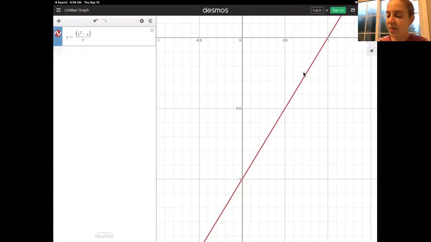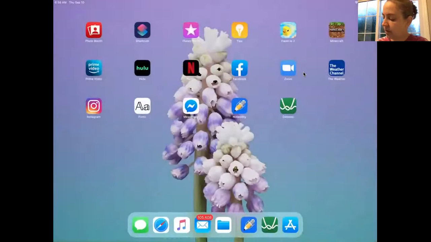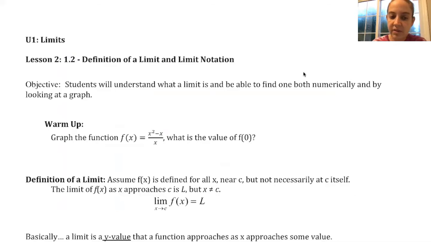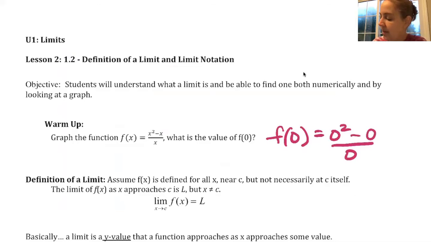Well, if you go back to the original function and try to put a 0 in, f of 0 is equal to 0 squared minus 0 all over 0. Well, that becomes 0 over 0. And up until this point, we've told you that's undefined when you divide by 0. We're going to have a different word for it here in calculus. We're going to call that indeterminate when I have 0 over 0. I don't know what it is. There's a little bit of work that we can do to figure it out. So we'll come back and revisit this warm up in a little bit.